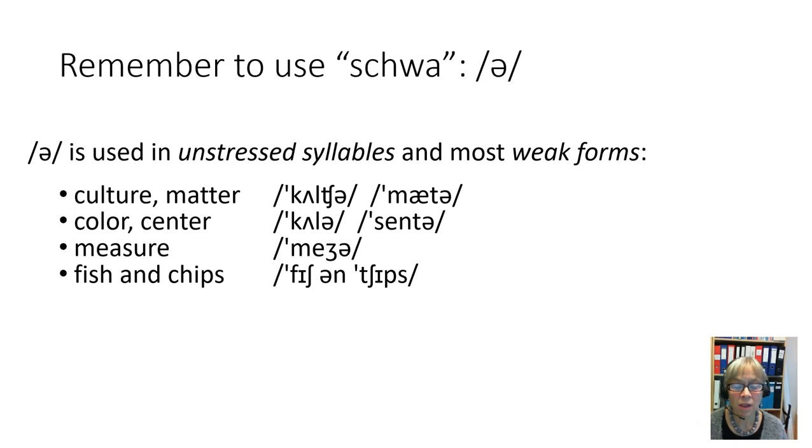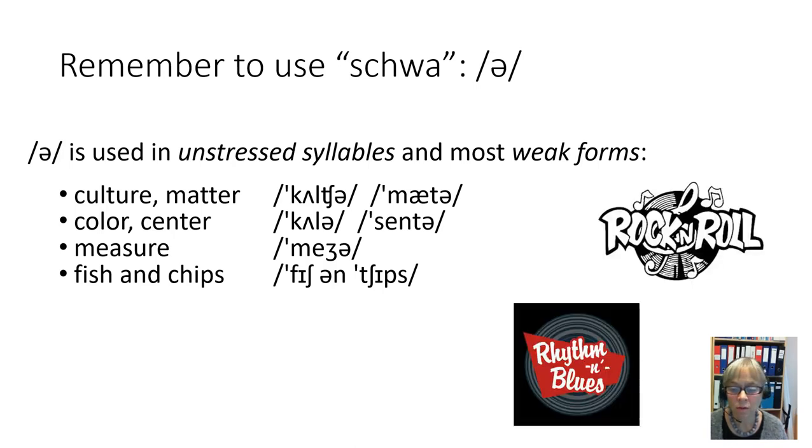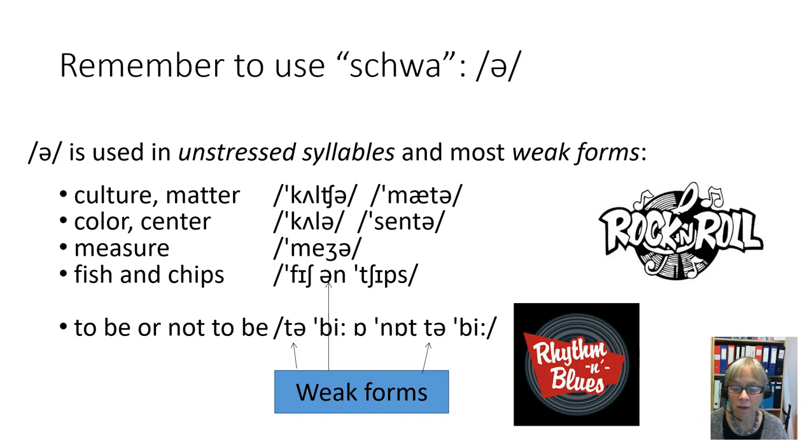And in weak forms, "and" here is very often not pronounced fully. You almost swallow it. You say fish 'n' chips, rock 'n' roll, rhythm 'n' blues, to be or not to be. Now these 'n' and 't' are so-called weak forms. They're reduced forms of little function words, which are not very important to the meaning of a sentence.